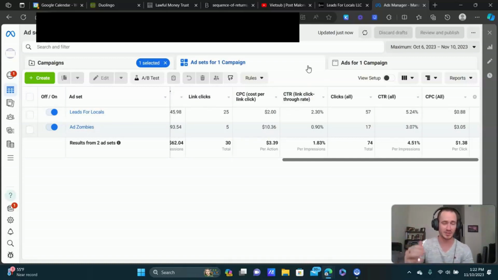Anything above 1% is kind of a bonus. But if you get above 2%, you're putting the right offer in front of the right people. You've got a good ad, because otherwise people would just be ignoring it in the newsfeed. They wouldn't be clicking on it like this, right? So this is a very important metric to look at.